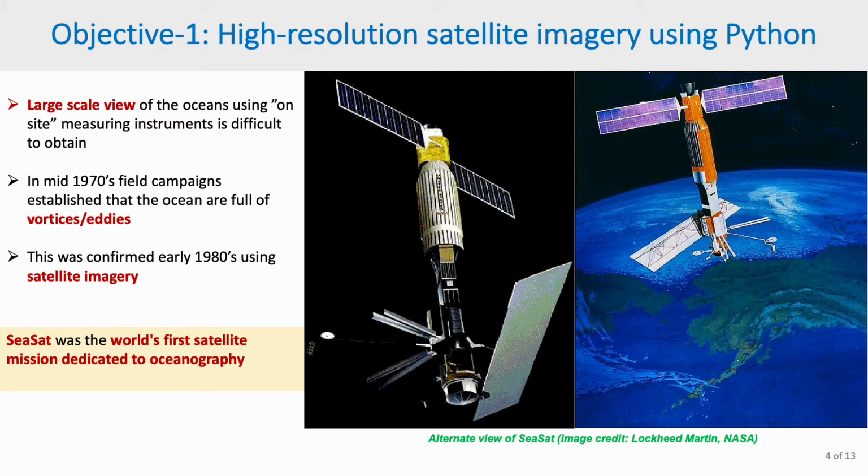SEASAT, as you can see in these figures on the right, was the first satellite dedicated to oceanography. Sent to space in 1978, the mission lasted only 110 days, but during that short period of time, SEASAT collected more information about the oceans than had been acquired in the previous 100 years of shipboard research.